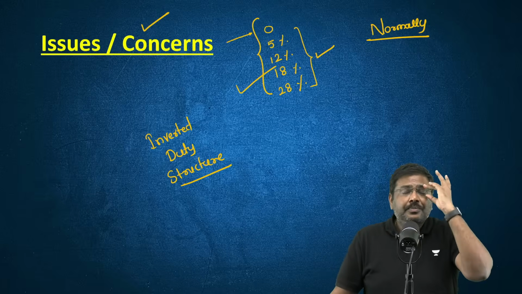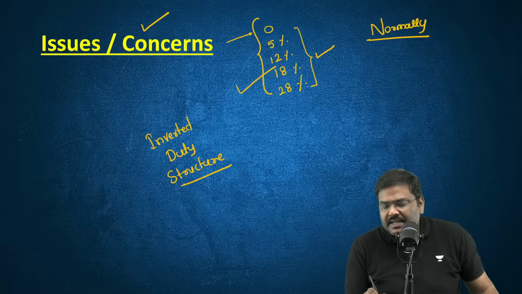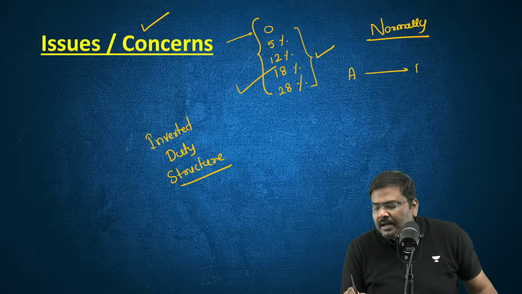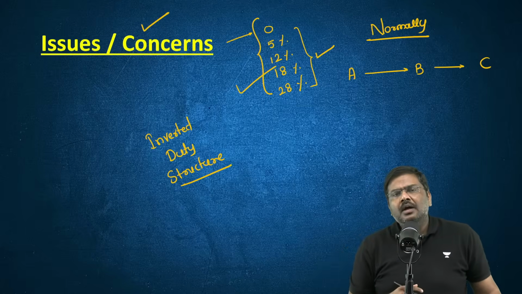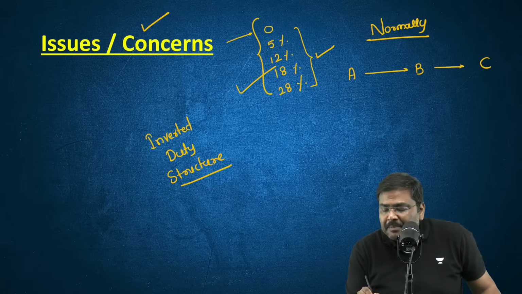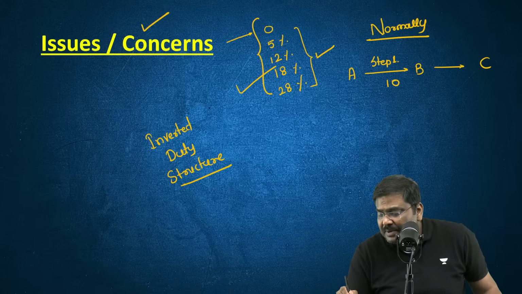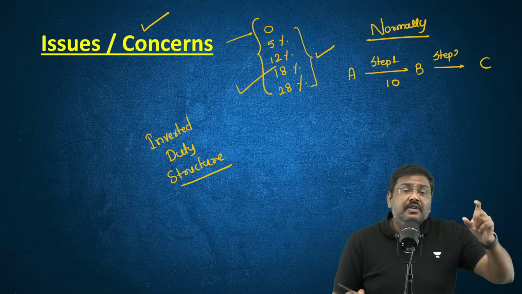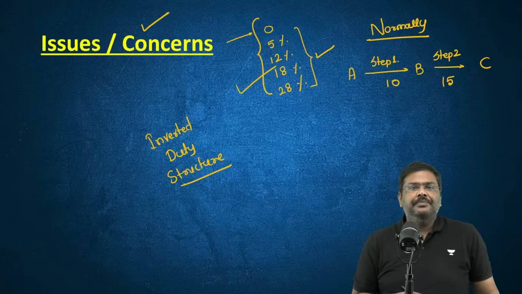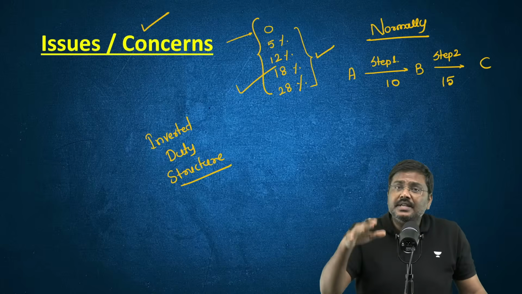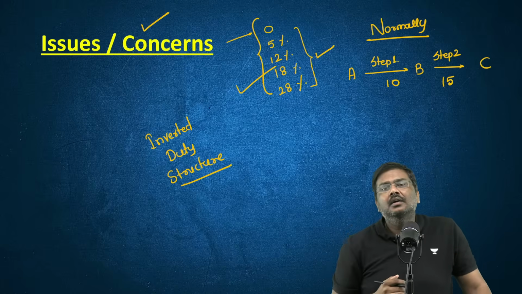Now, listen carefully. Normally, what will happen? Let's say A will sell to B, B will sell to C. Let's say step number one, GST will be 10 rupees. And in step number two, GST will be bigger than 10 rupees, let's say 15 rupees. And this is common. This is how GST should work.